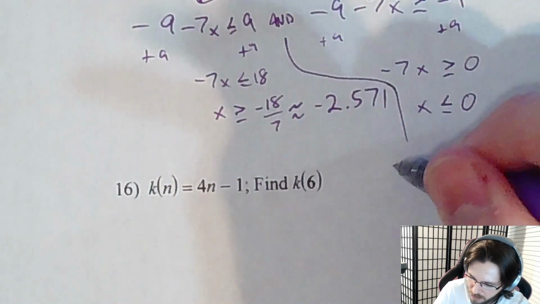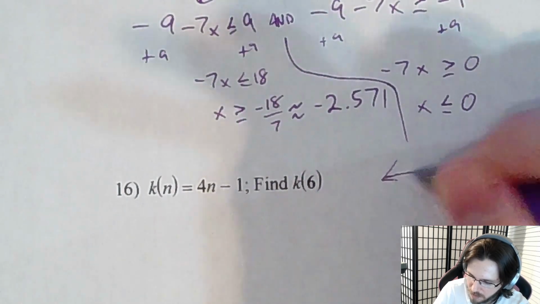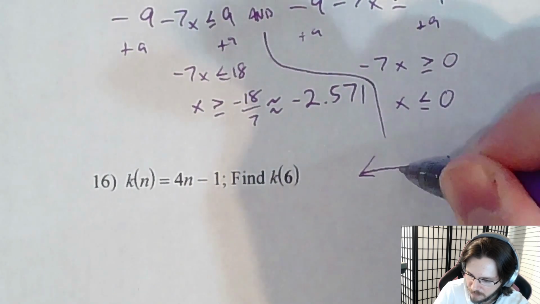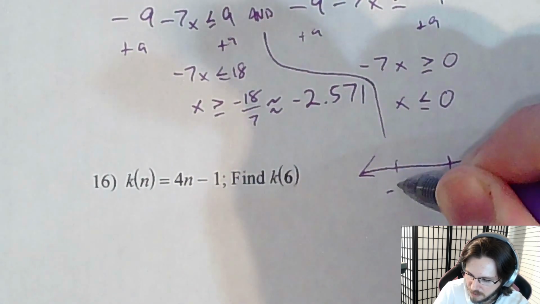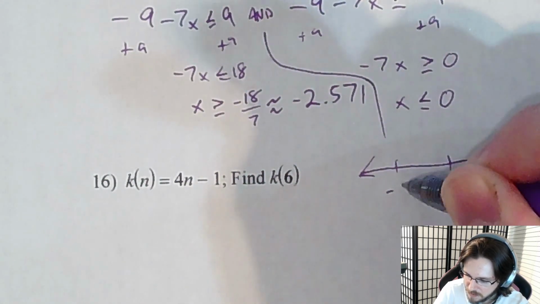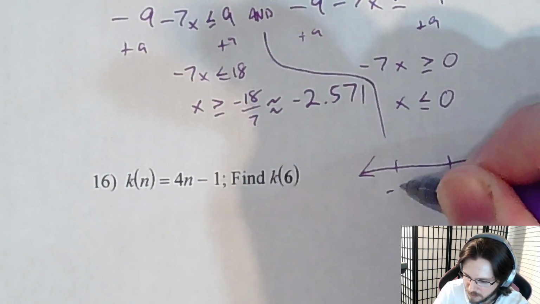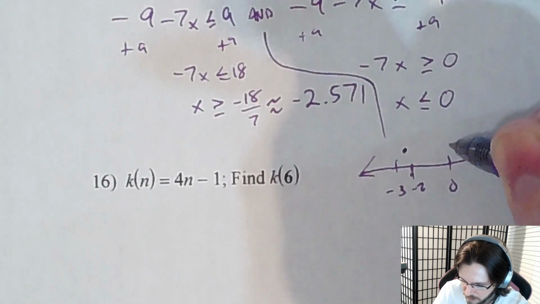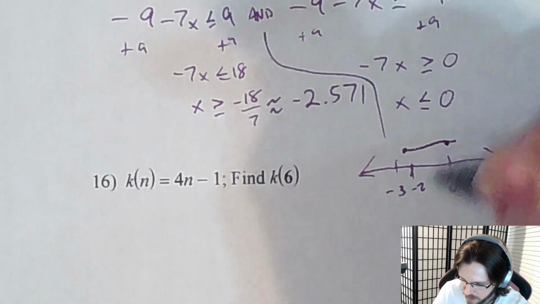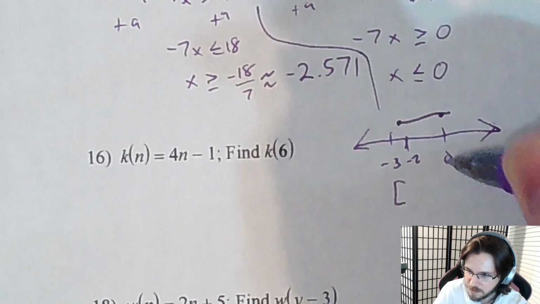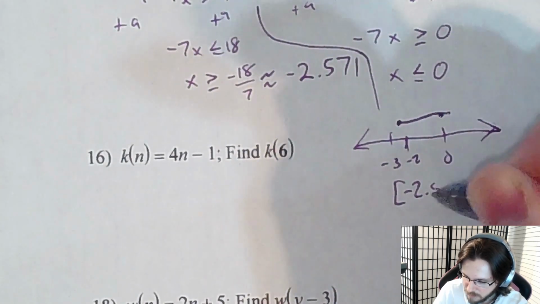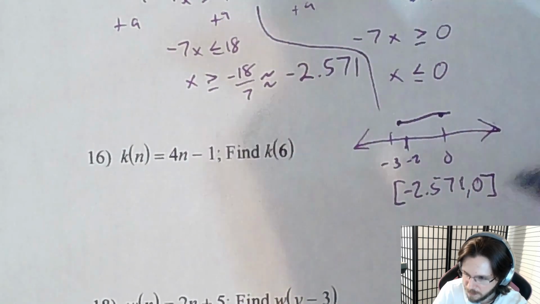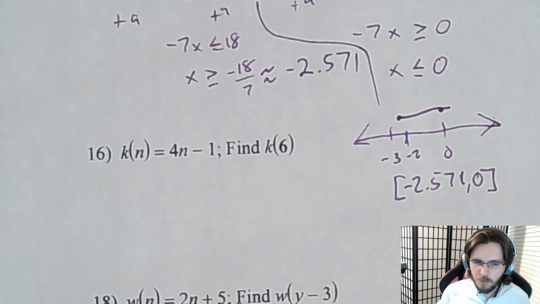So here we go for the and problems. We got the 0 down here. We have the negative 18 over 7, which is between -3 and -2. Filled in circle, comes together. Final answer is this: -2.571, comma 0.